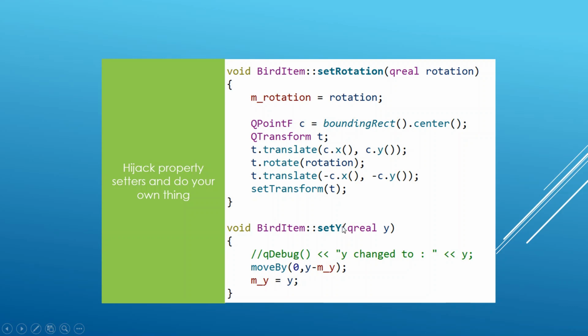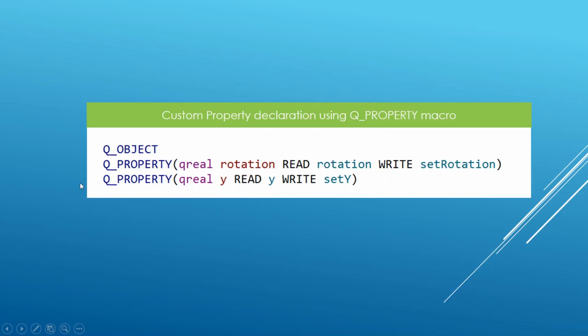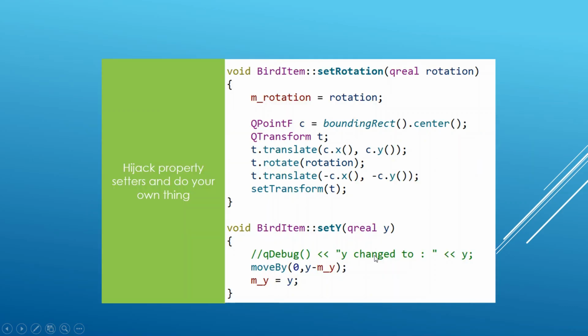Down here, we also have a setY method, which is going to be used to modify the y property that we define here. And this is really simple. We're going to move the bird on the y-axis, and we're going to move it by the amount equal to the difference between the current value here and the previous value for the y position. And we store this value to be the last value that is going to be used next time this method is called. And I really hope this makes sense.